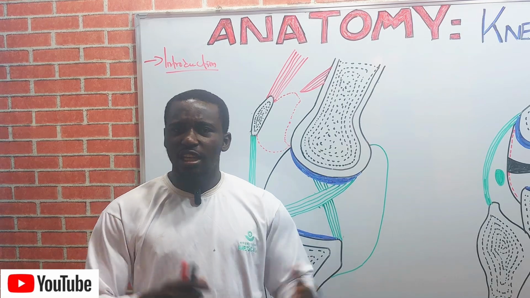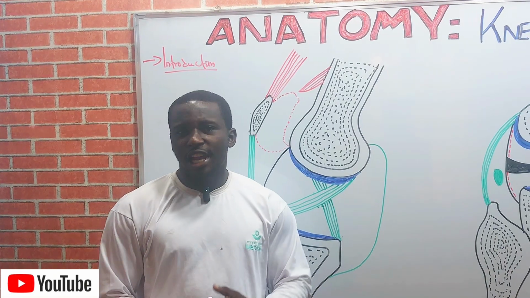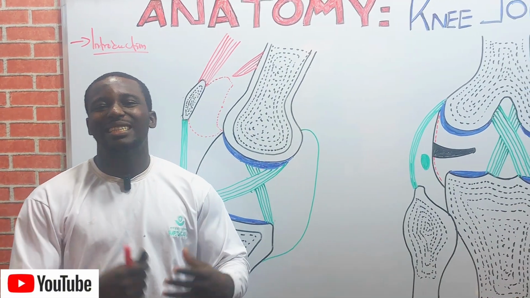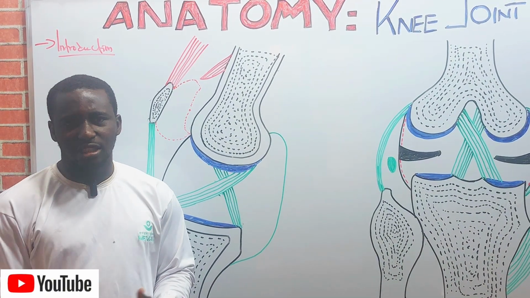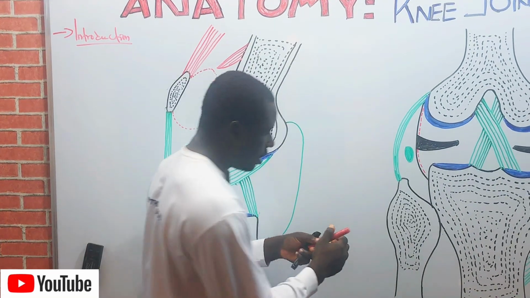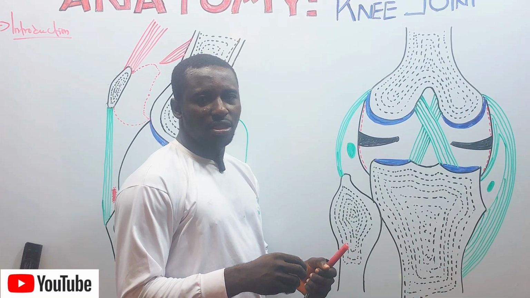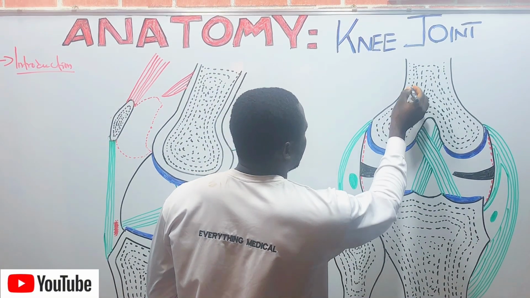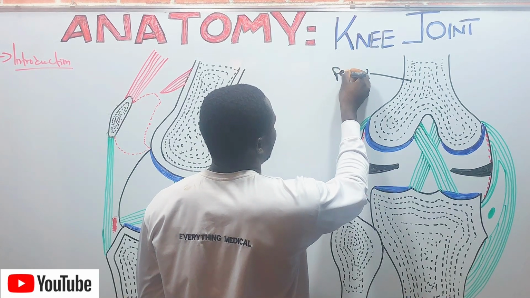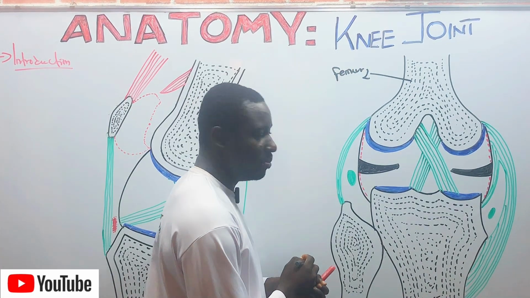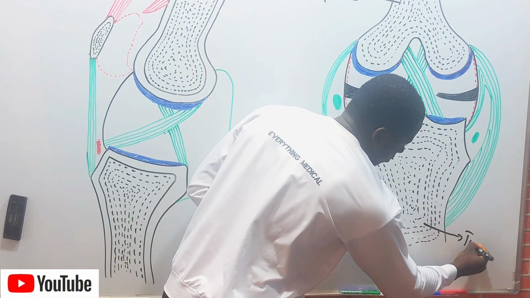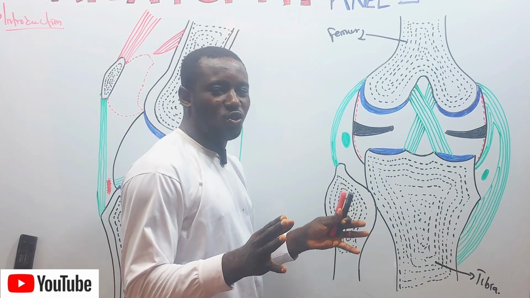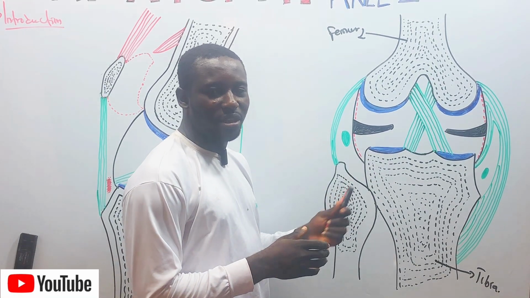But then, the knee joint is a compound joint as well. It is a compound joint because it is formed by 3 articulations. Before I dive into the articulations, let's look at this diagram. The knee joint is formed by 2 bony articulations. The upper aspect is the femur. The lower aspect is the tibia. The fibula does not form any true articulation in forming the knee joint.